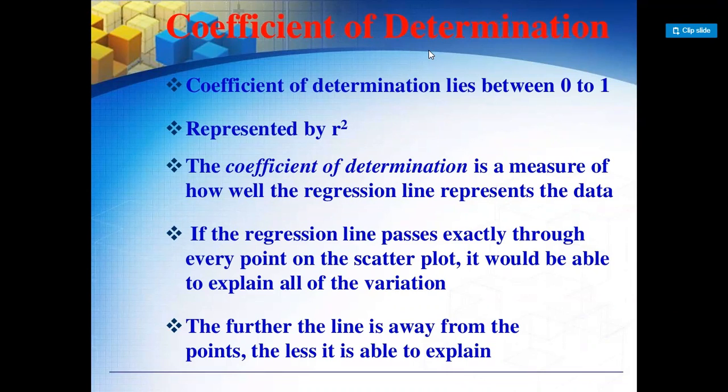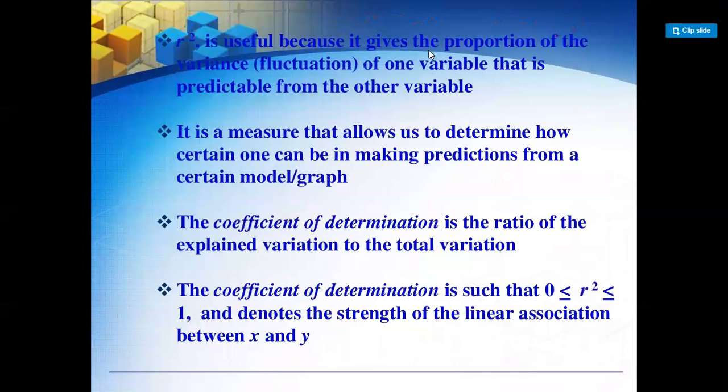The coefficient of determination lies between 0 and 1, is represented by R square, and is a measure of how well the regression line represents the data. If the regression line passes exactly through every point on the scatter plot, it would be able to explain all the variation. The further the line is from the points, the less it will be able to explain.